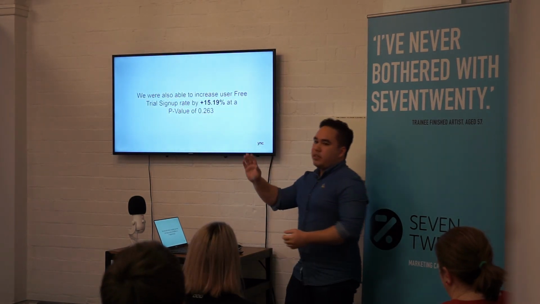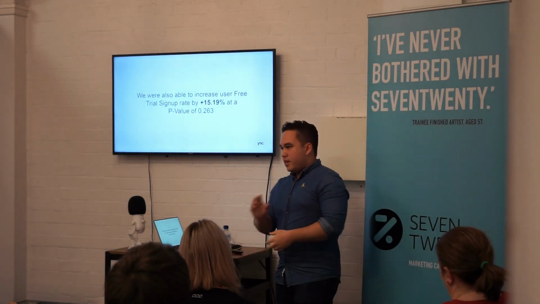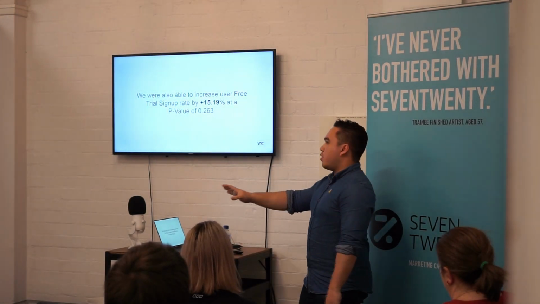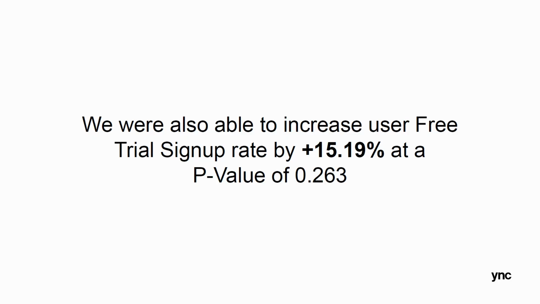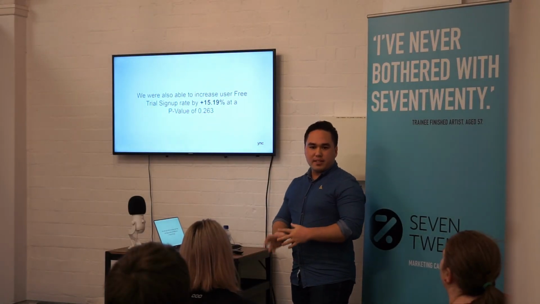But we did measure, at the end of the day, did this actually have an effect on people signing up for a free trial, which was the end goal that we want people to reach. And yeah, a 15% increase with a p-value of 0.263. So what that means is about a 74% chance, perhaps, that this was due to random chance.